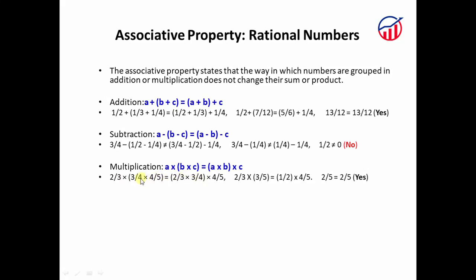So when you solve the bracket first, you're going to get 2 upon 3 into 3 upon 5 on the LHS, and on the RHS you get half into 4 upon 5. When you solve it down further, you get 2 upon 5, which is equal to 2 upon 5. LHS and RHS both are the same. So the associative property holds good for rational numbers for multiplication.